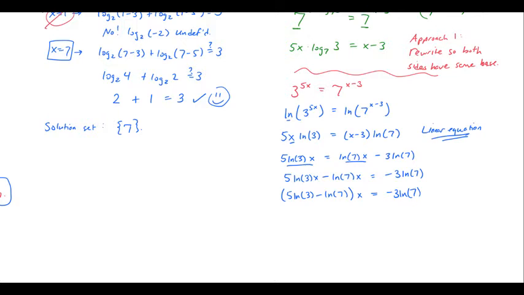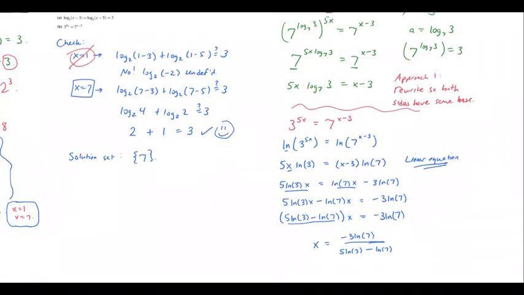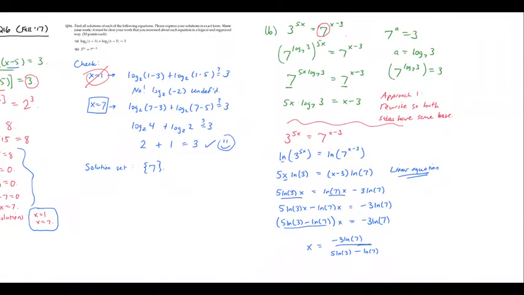I can finish this by dividing each side by this constant. So let's go. X is negative 3 natural log 7 over 5 natural log 3 minus natural log 7. And then I am pretty much done. I could go back and check that this works. But in this case, there's no reason for this not to work.